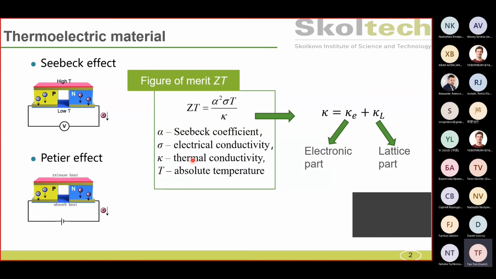No matter in which condition, one key parameter for a thermoelectric material which decides the energy conversion efficiency is this figure of merit ZT, which includes the Seebeck coefficient, electric conductivity, temperature, and thermal conductivity. Thermal conductivity includes two parts: the contribution from electrons and the contribution from lattice vibration. The objective of thermoelectric research is to improve these ZT values. For now, it's usually 1 to 2. The aim is to increase it over 3 or 4.